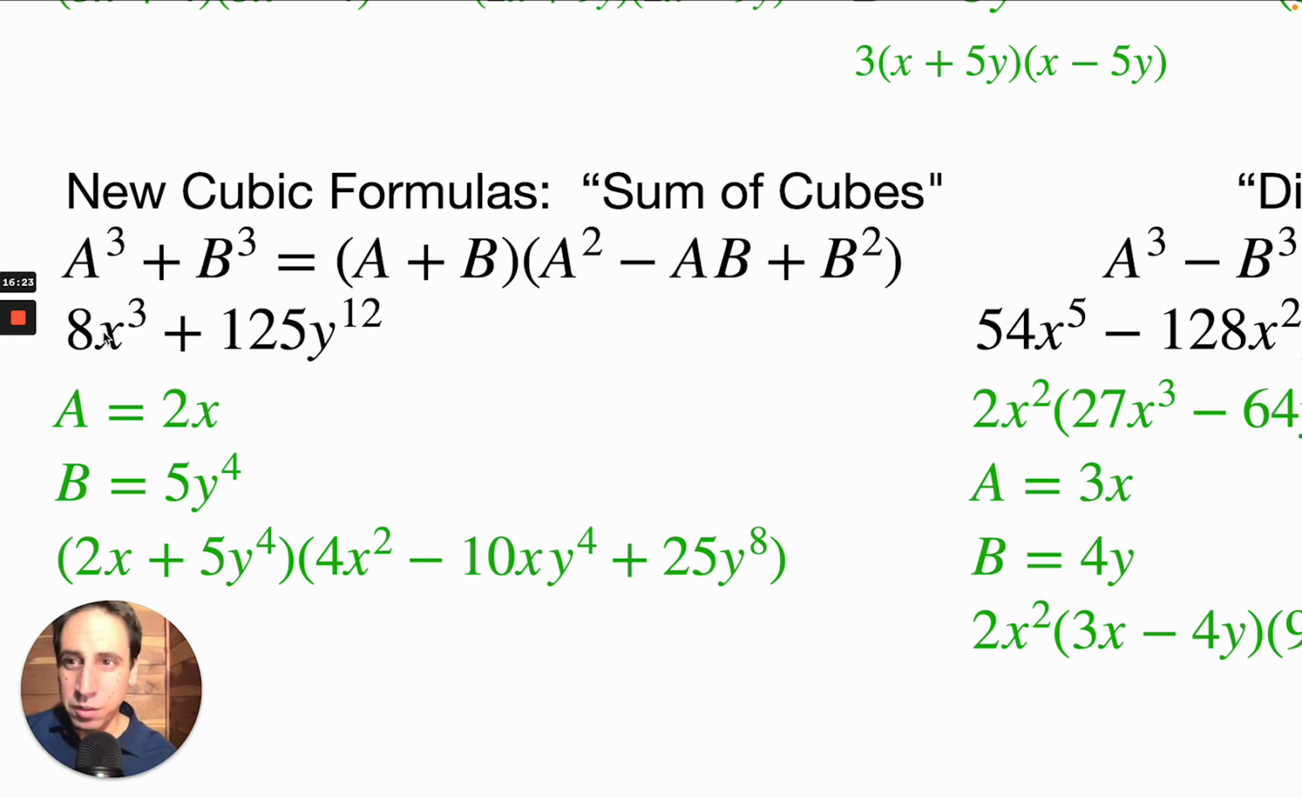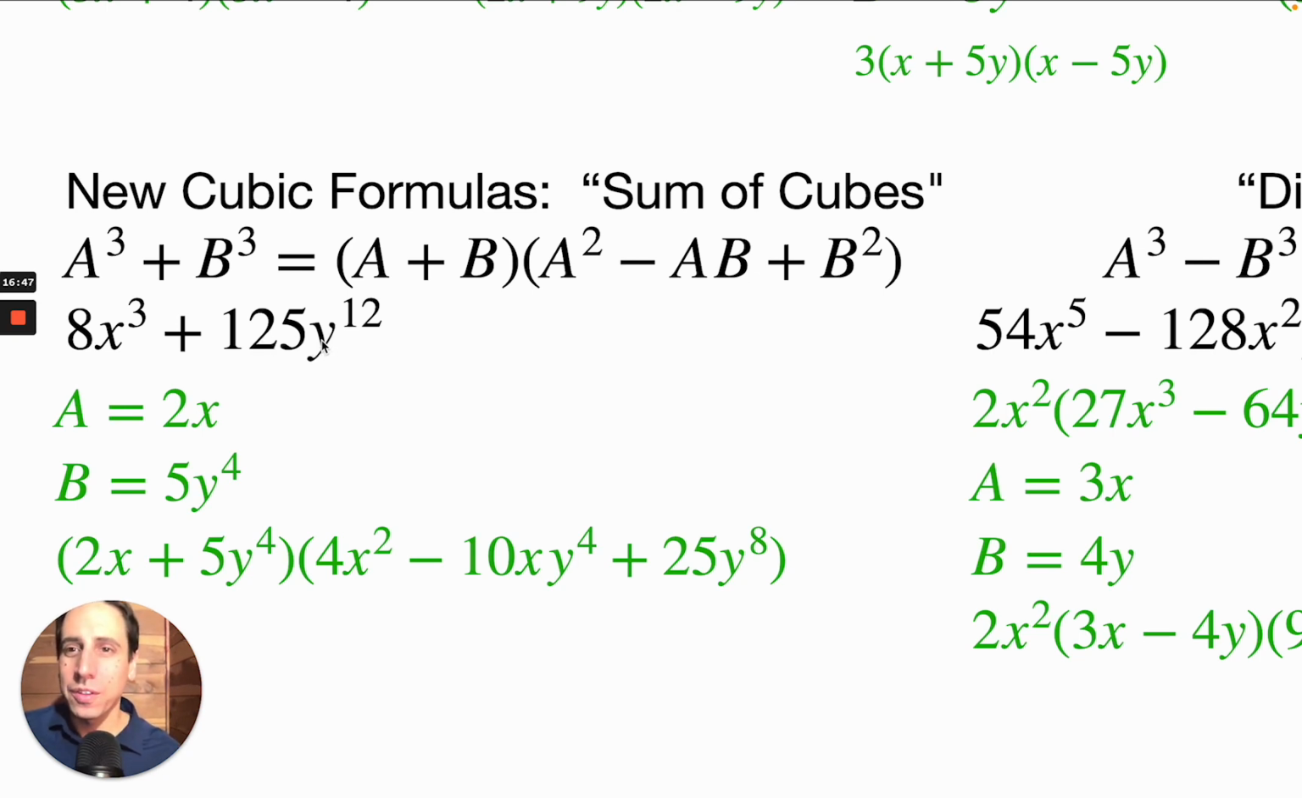The first term is a perfect cube. The cube root of 8 is 2. The cube root of x cubed is x. So the a term is going to be 2x. The cube root of 125: what number times itself 3 times is 125? Oh, it's 5. Being Mr. Bergman, I have all that memorized, and maybe you'll have it memorized too soon.